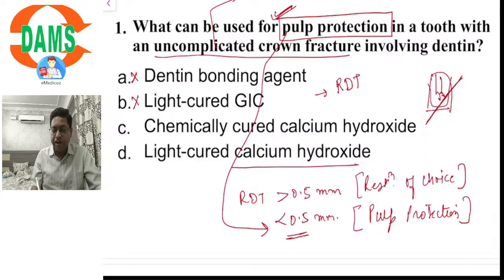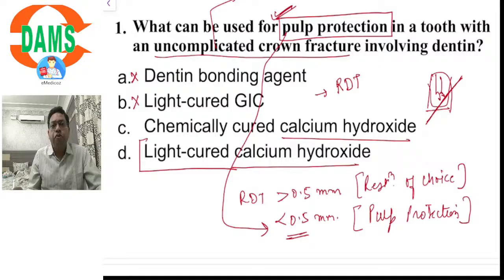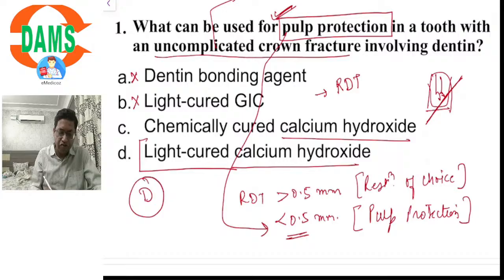Both are based upon calcium hydroxide, but we know that light cured calcium hydroxide is a better suited material because it is more in the hand of the clinician, that it sets on command. As compared to chemically cured calcium hydroxide, light cured calcium hydroxide is the preferred agent. So what would be the suitable answer? Option D would be the suitable answer to this question. This is how we talk about uncomplicated crown fractures. We have to do some sort of dentine capping by way of pulp protection.